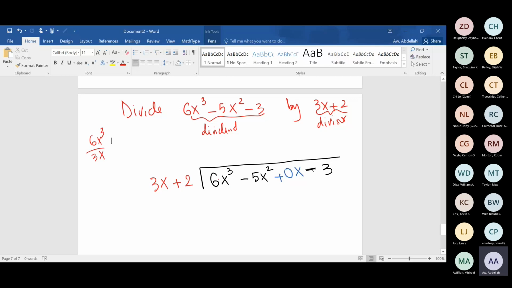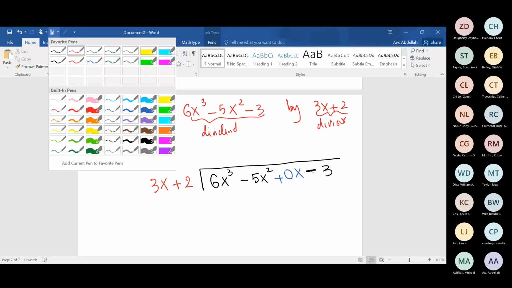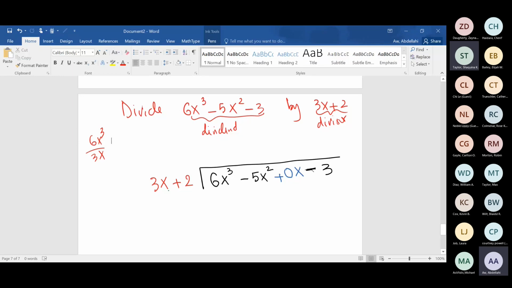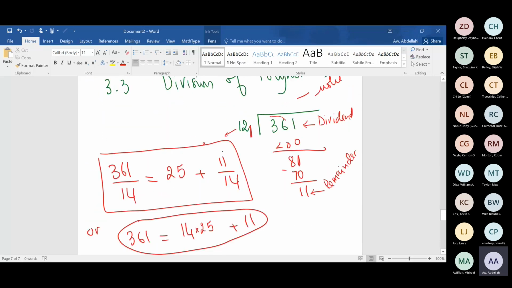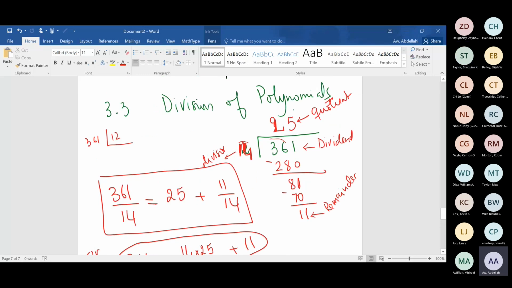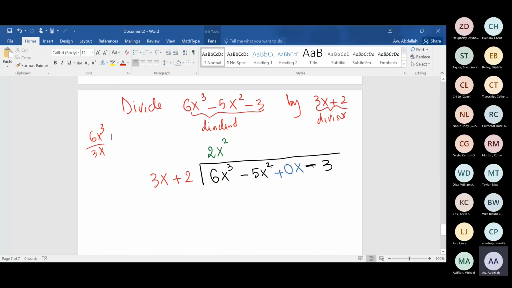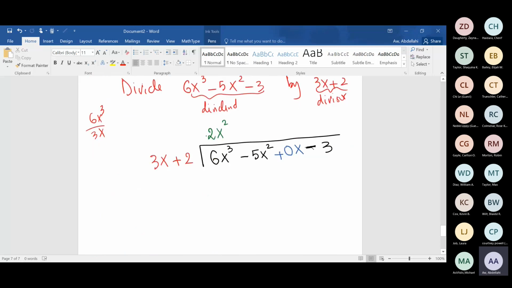How much is 6x cubed divided by 3x? 2x squared. Thank you very much. What am I going to do? I'm going to distribute, exactly how we deal with the number. You see, every time you got a number, you're going to multiply by the divisor, right? When we got 2, we multiplied 2 by 14, and we said 28. We're going to do the same thing, except here we have to distribute. We're going to distribute here and here, and we're going to put it down here, okay?